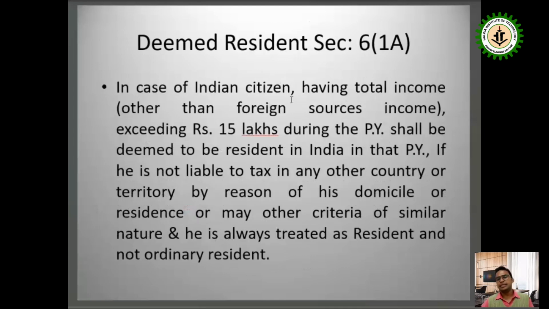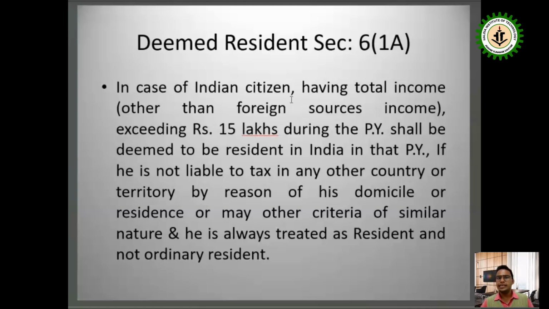Now, deemed resident. What is a deemed resident? As per section 6 subsection 1A, an Indian citizen having total income other than foreign sources income exceeding rupees 15 lakhs during the previous year shall be deemed to be resident in India in that previous year if he is not liable to pay tax in any other country or territory by reason of his domicile or residence or any other criteria of similar nature, and he is always treated as resident and not ordinarily resident. We will break this down.